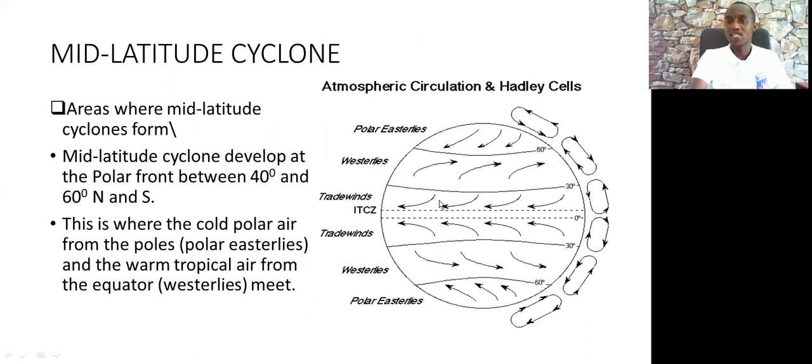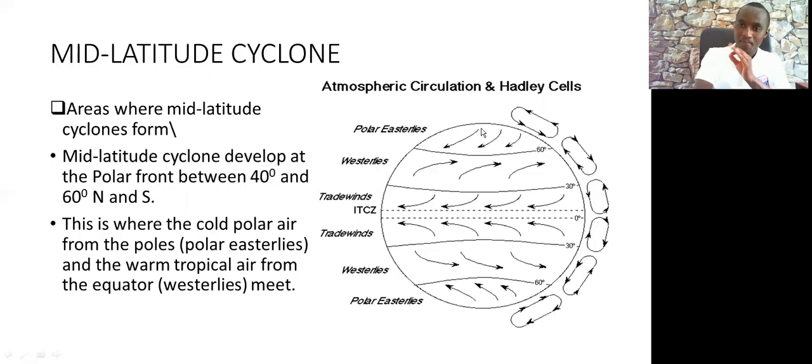At the equator there are high temperatures. Remember, the equator is characterized by extreme temperatures, high temperatures during the day and low temperatures during the night as well. So this is warm air coming from the equator, the westerlies. Then the polar easterlies. Remember the polar regions: in the polar regions it is very cold. So the air from the poles is cold.